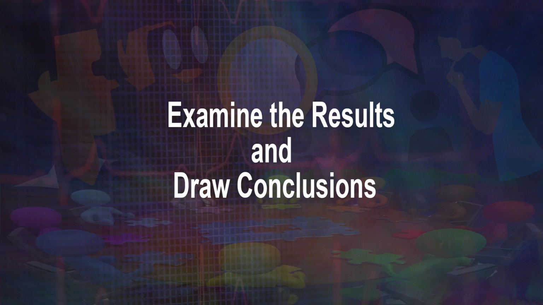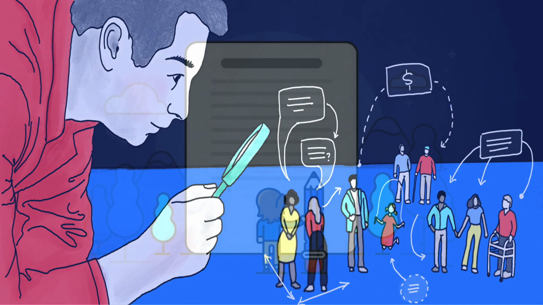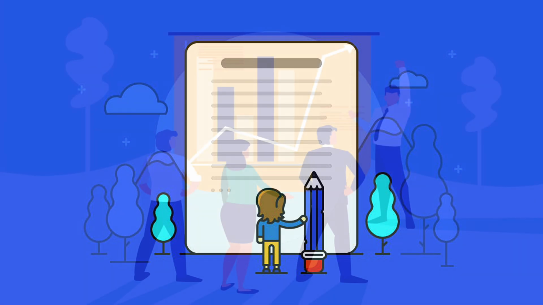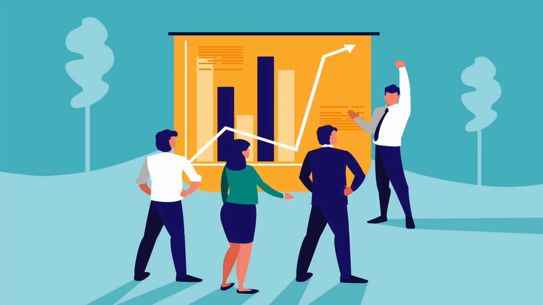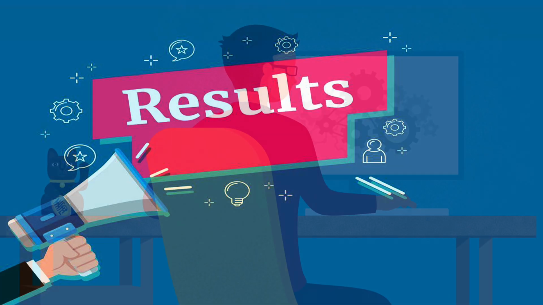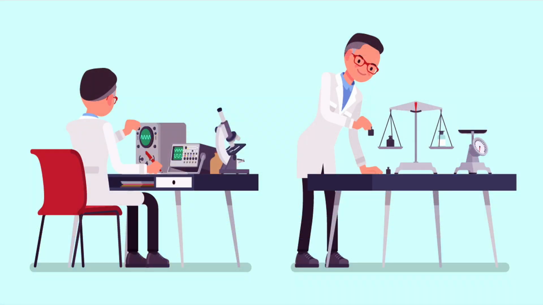Step 4. Examine the results and draw conclusions. Once a researcher has designed the study and collected the data, it is time to examine this information and draw conclusions about what has been found. Using statistics, researchers can summarize the data, analyze the results, and draw conclusions based on this evidence. After conclusions have been drawn, the next step is to share the results with the rest of the scientific community. This is an important part of the process because it contributes to the overall knowledge base and can help other scientists find new research avenues to explore.